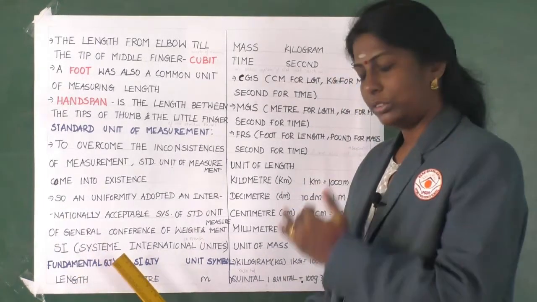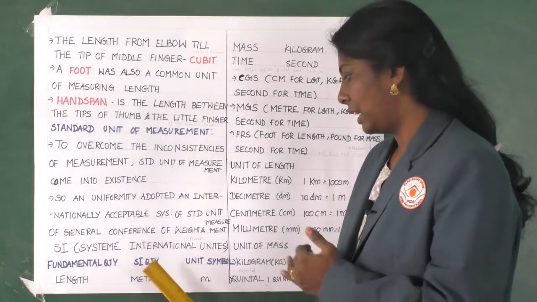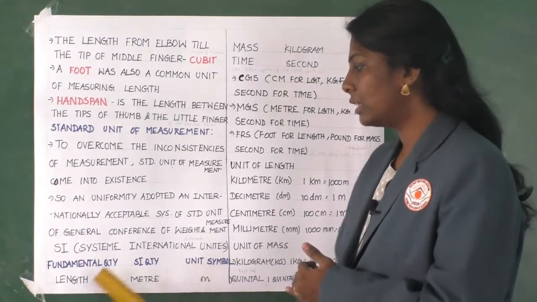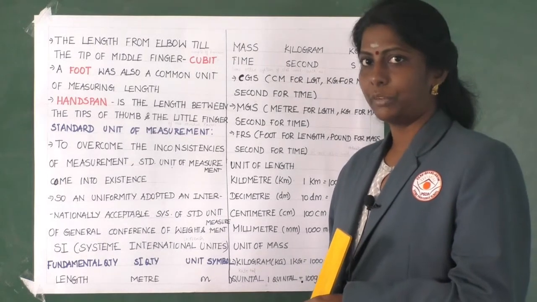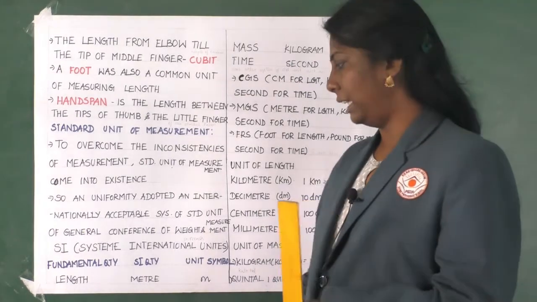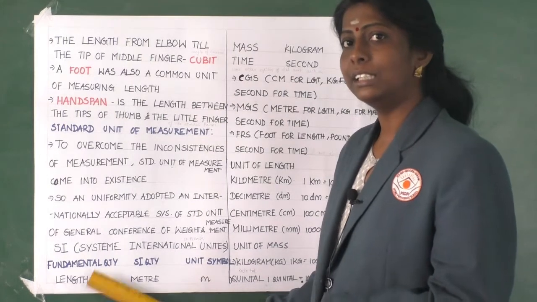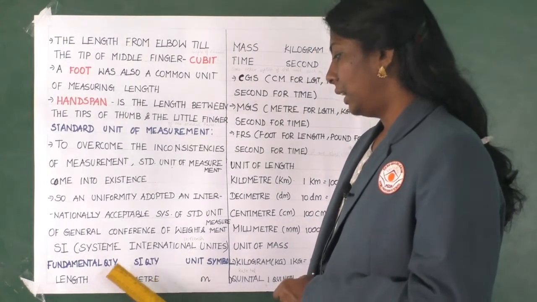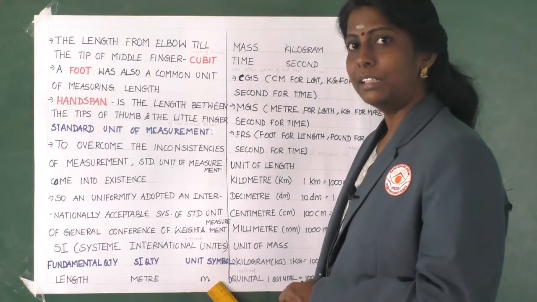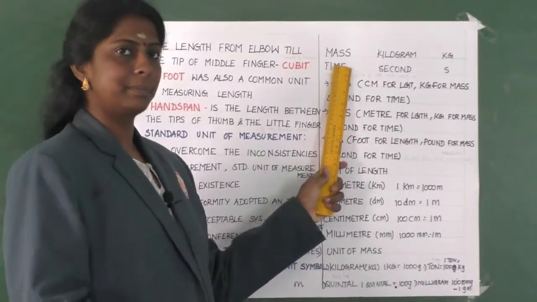Now we are going to learn about the standard units. They are classified in 3 ways: fundamental quantity, standard unit of system, and unit symbol. A unit symbol is a single letter which denotes the fundamental quantity. Let us learn one by one, that is length. First, length: the standard unit is meter. Length is measured in meter, and it is denoted by a single letter m. Clear, children? Yes.